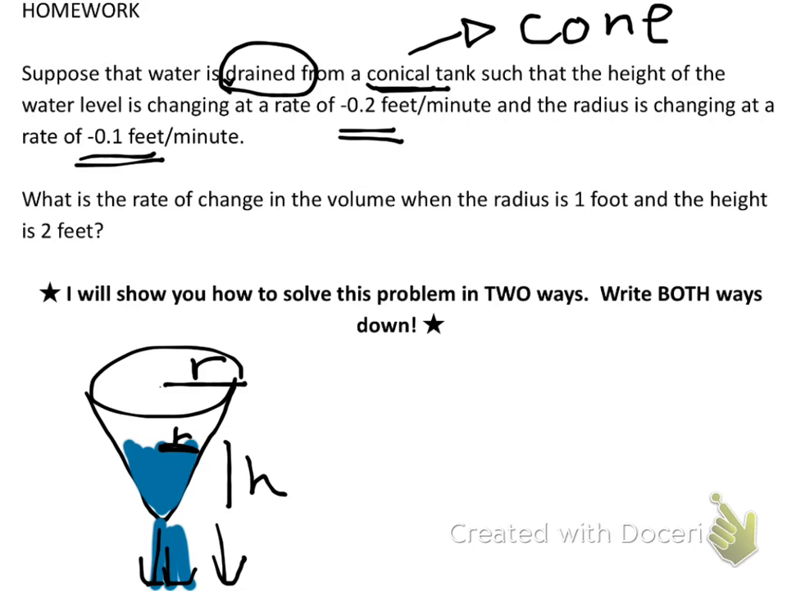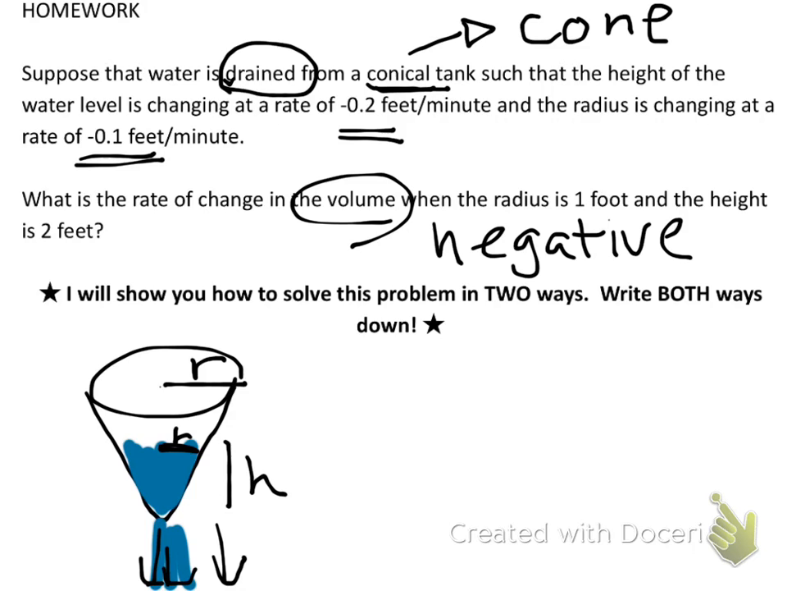Now, what we want to know is what is the rate of change in the volume when the radius is 1 foot and the height is 2 feet. So let's think about this. Is the rate of change in the volume going to be positive or negative? Rate of change is going to be negative because the volume of the water, of course, is also getting less. So we know that we are looking for a negative answer. So let me start a new page and start kind of organizing our information.